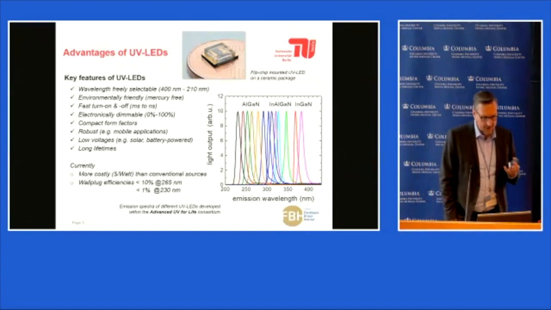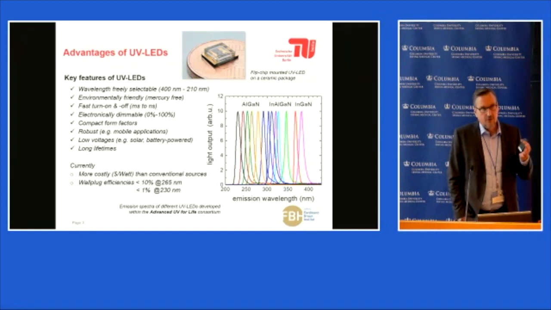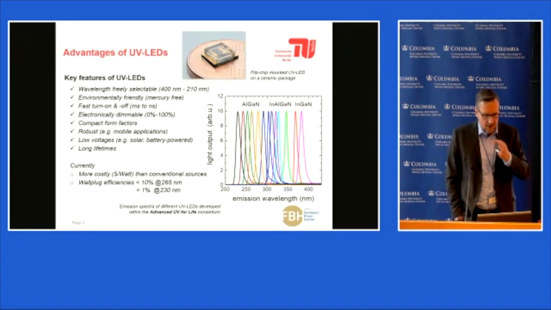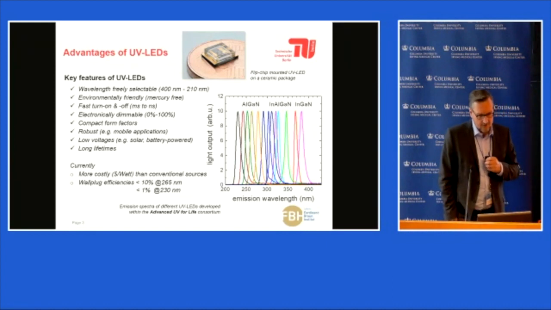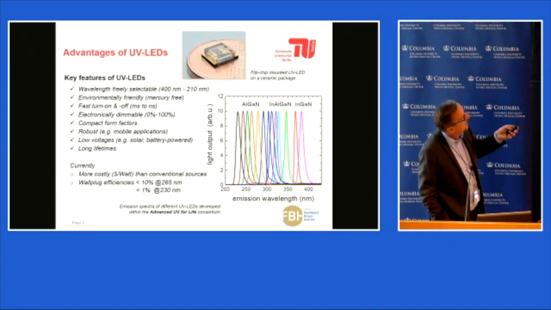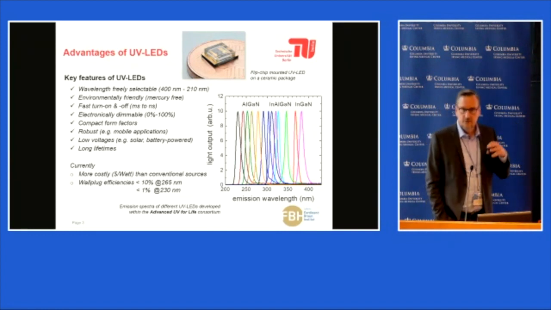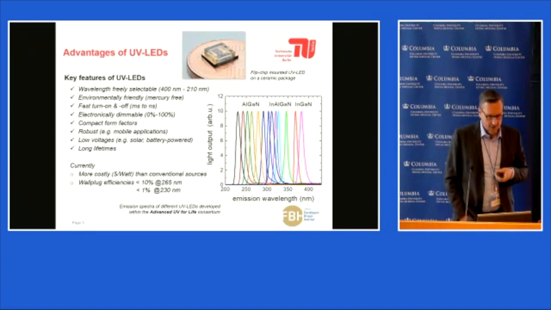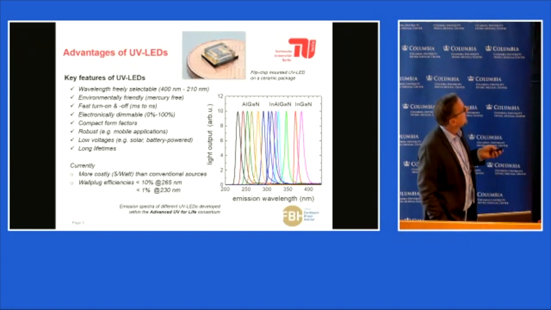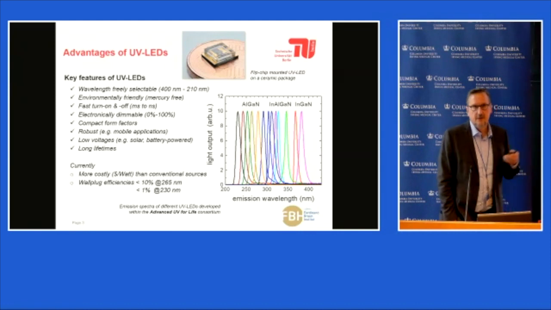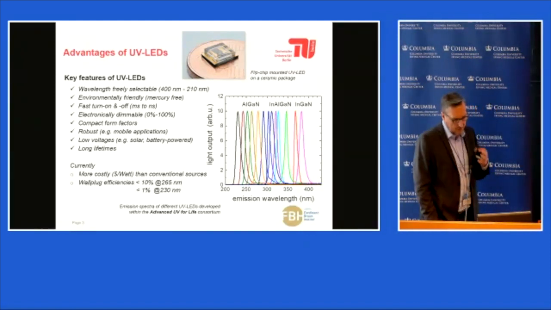They're environmentally friendly. They can also be turned on and off very quickly, milliseconds to nanoseconds. They're electronically dimmable, so you can range any power level electrically driven. With these LEDs, they're very compact. So you can see here a typical LED chip: about a square millimeter of semiconductor in a package which is about 3.5 by 3.5 square millimeters. They're very robust. They can be operated with low voltages and typically have long lifetimes, at least if they're fully developed. There's also some drawbacks.